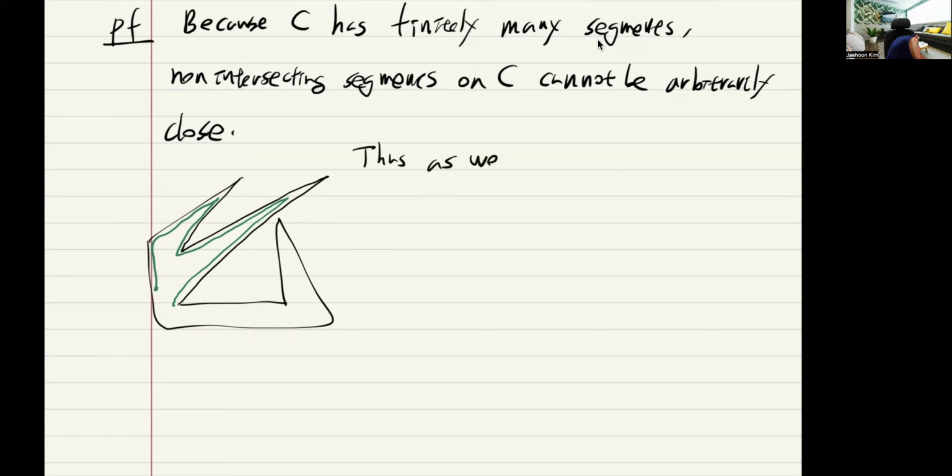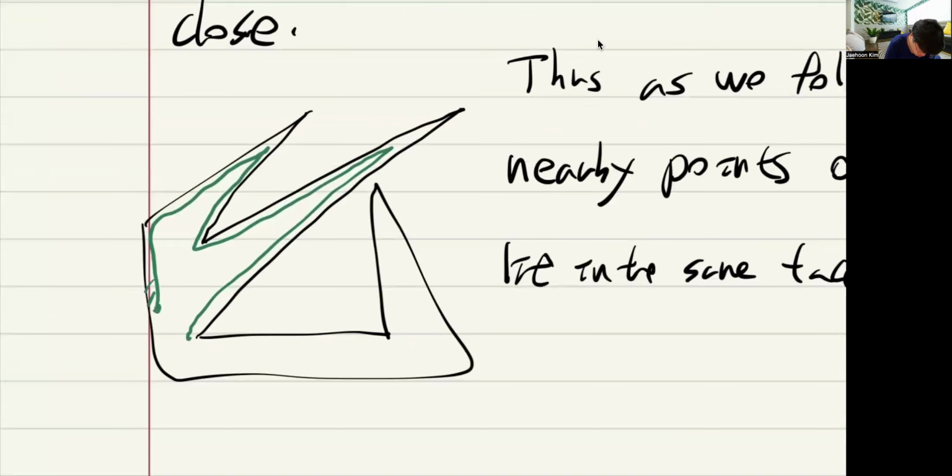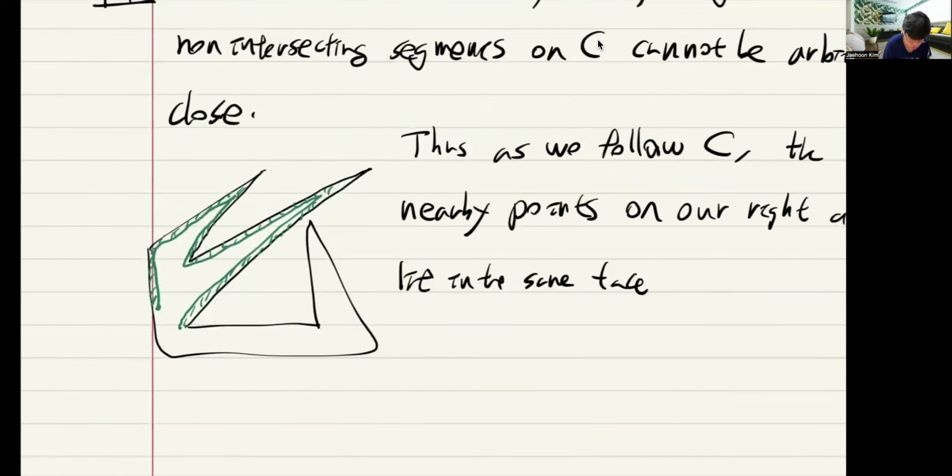Just as we follow it, the very nearby point on our right falls right in the same place. So meaning that all points on here are right on the same side, because we can connect two of them using some curve which is very close to these black edges, but it doesn't intersect the black edges, so all of them belong to the same face.